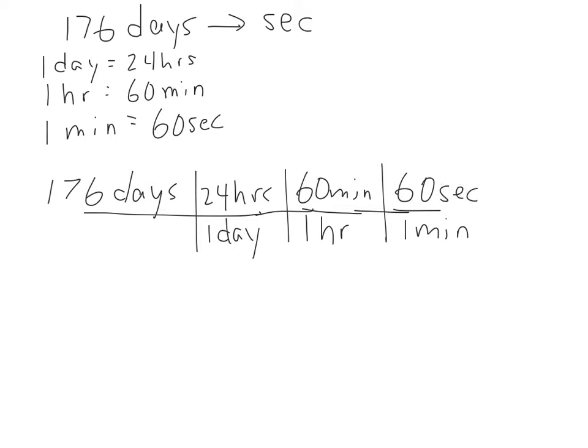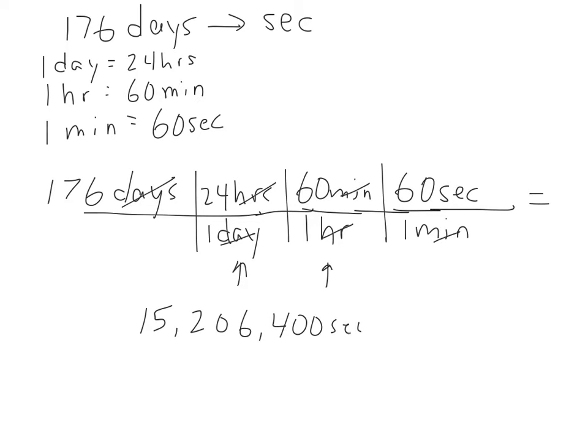Now I choose again where I put the numbers on top and bottom based on what needs to cancel. The day over here needed to be on the bottom so that it would cancel out here. Same thing with this hour. Needed to cancel out with this one, and then this minute needed to cancel out with that. Okay, once again, multiply everything on the top and divide by everything on the bottom. Okay, you do this, you will get 15,206,400 seconds.